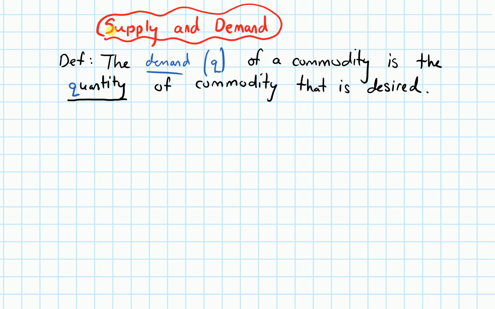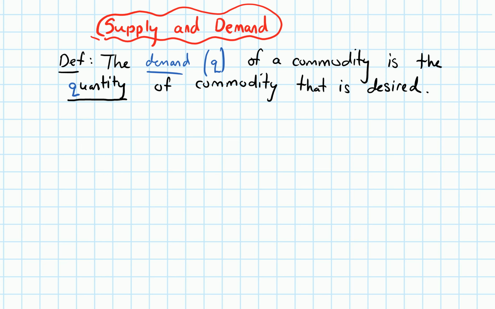In this video, we're going to talk about supply and demand. So let's begin by defining demand. We say that, so let me underline this definition. The demand, and the variable I'm going to use to denote demand is Q. So the demand of a commodity is the quantity of commodity that is desired.